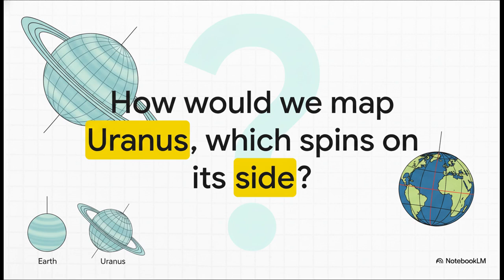Our whole system, the equator, the poles, all of it, is built around the way our planet spins. But what if you had a planet like Uranus? It got knocked over billions of years ago, so it literally spins on its side. How would you even start to draw an equator on a planet like that? Where would you put the poles? Kind of breaks your brain a little, right?